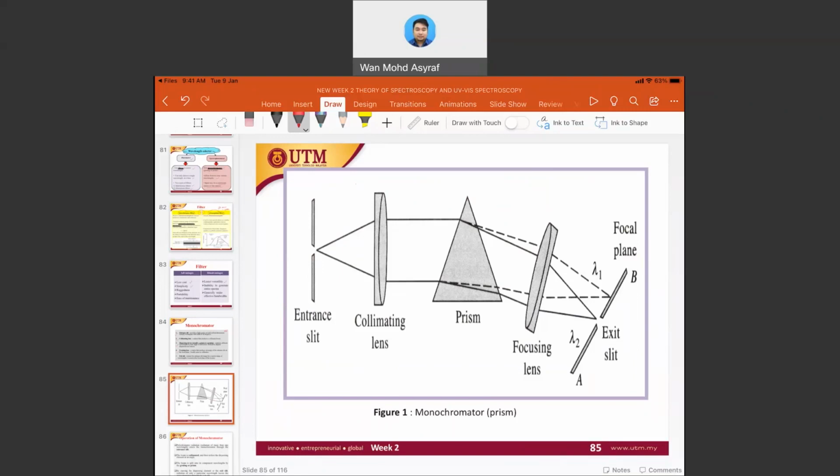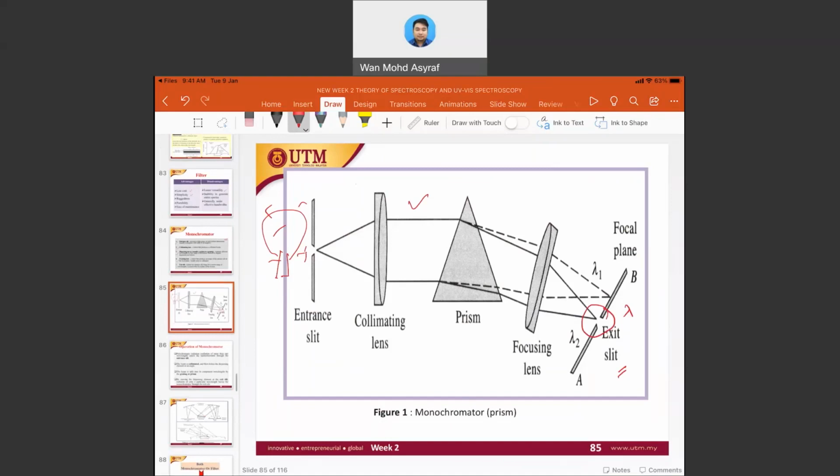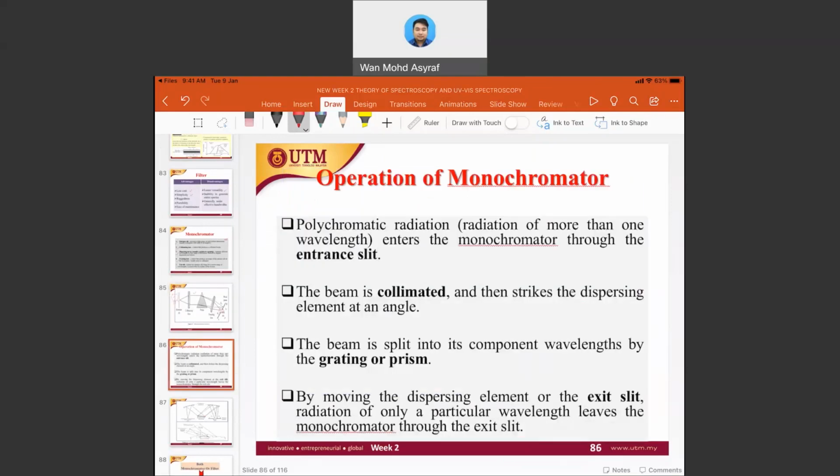This is the entrance slit from your sources. From your sources, the light goes in here, and then we have a collimating lens, and then a prism, and then a focusing lens. Whatever goes out through your exit slit is the wavelength that you have selected. The operation of a monochromator is that polychromatic radiation of more than one wavelength enters the monochromator through the entrance slit.